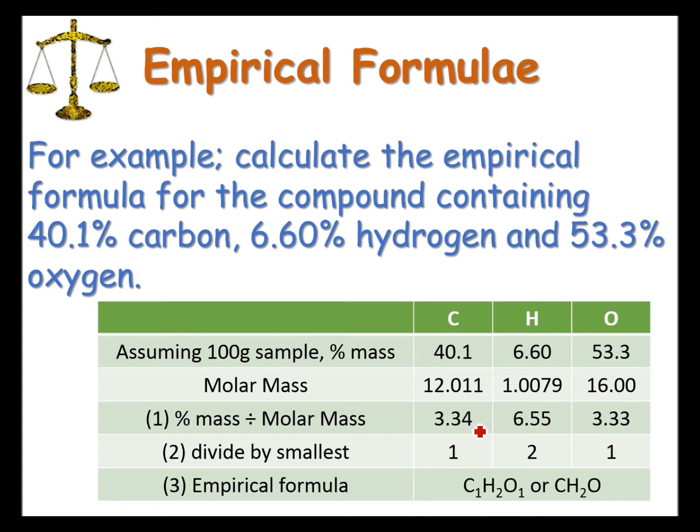What we're going to determine, we'll talk about this some more, is actually a value in moles of the substance. So now that we have the moles, you divide by the smallest. Notice that 3.34 and 3.33 are both smallest, and 6.55 divided by 3.33 is approximately 2. 3.34 divided by 3.33 is approximately 1, and 3.33 divided by 3.33 is 1. So our empirical formula could be written as C1H2O1 or CH2O.